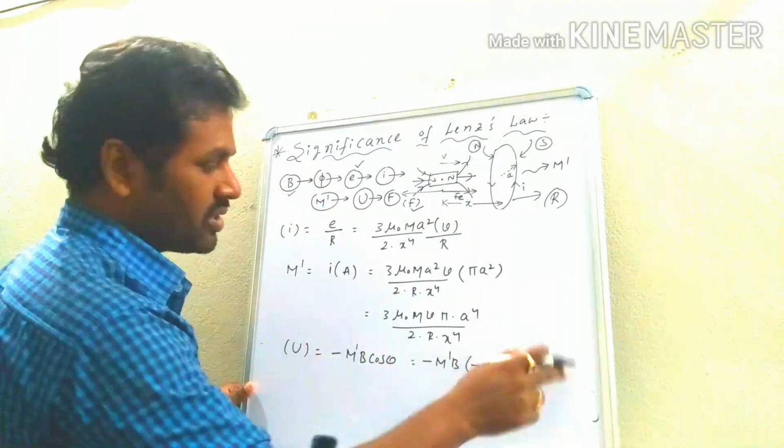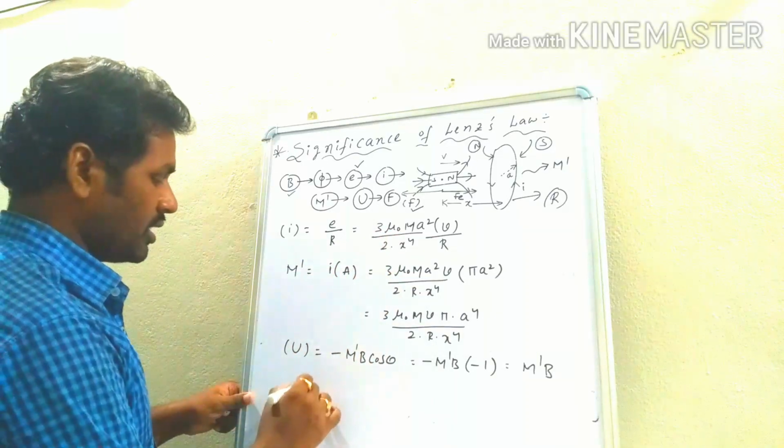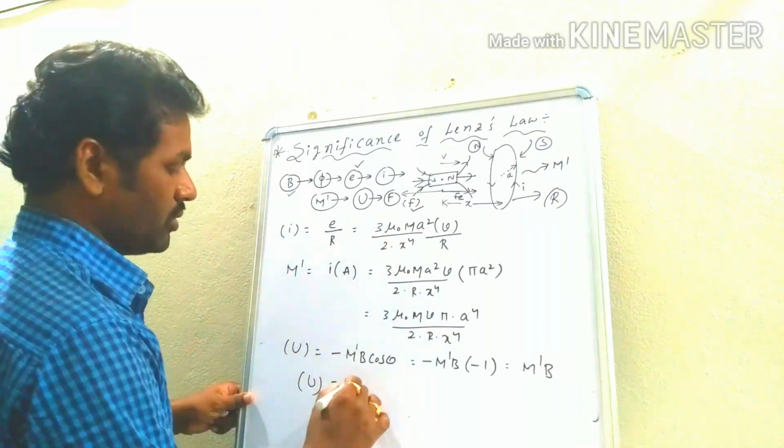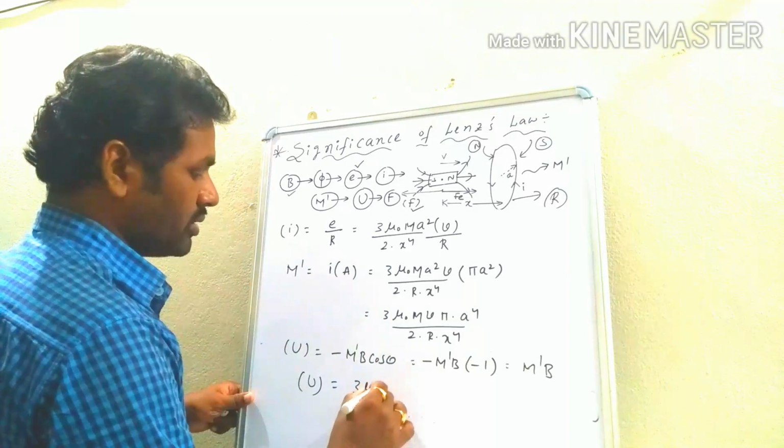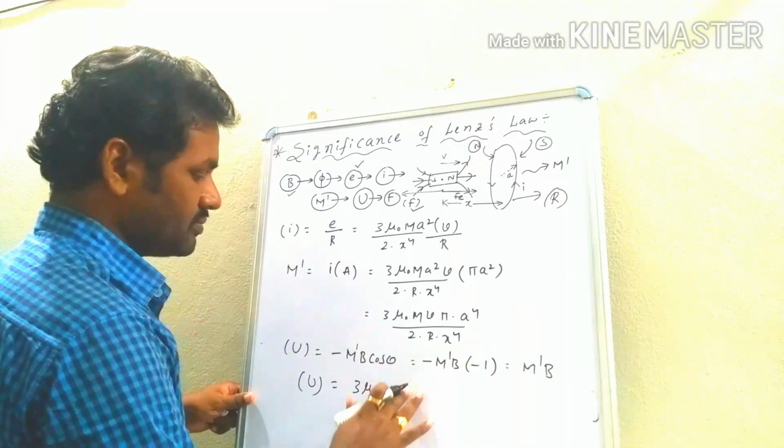Now take the M dash expression here and B also, and finally you will get U is equal to 3 mu naught M V.